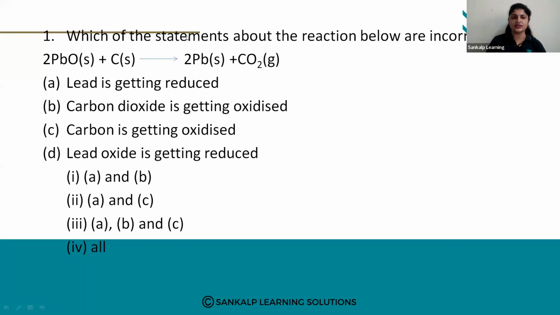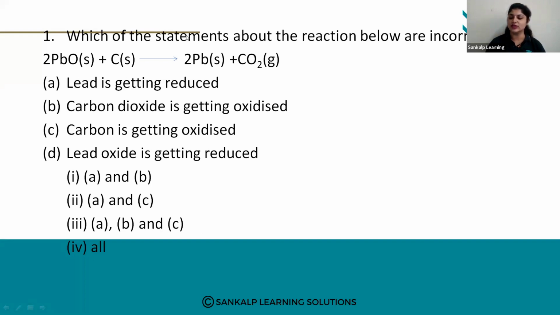So this is the reaction: 2PbO, that is lead oxide, plus C, carbon, giving you 2Pb plus CO2, carbon dioxide. You have to tell. These are the statements given. A: lead is getting reduced. B: carbon dioxide is getting oxidized. C: carbon is getting oxidized. D: lead oxide is getting reduced. Which of the statements are incorrect?